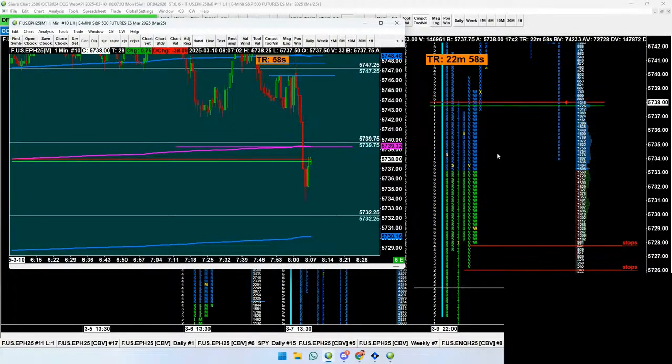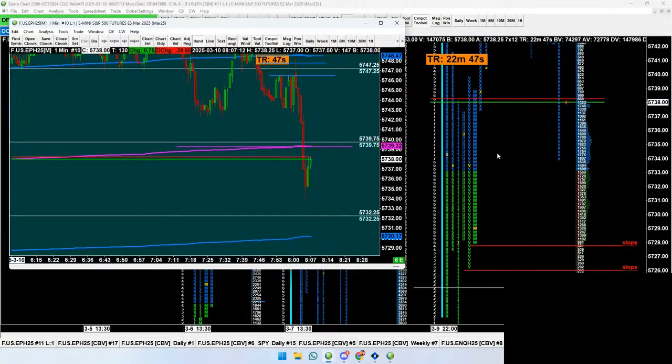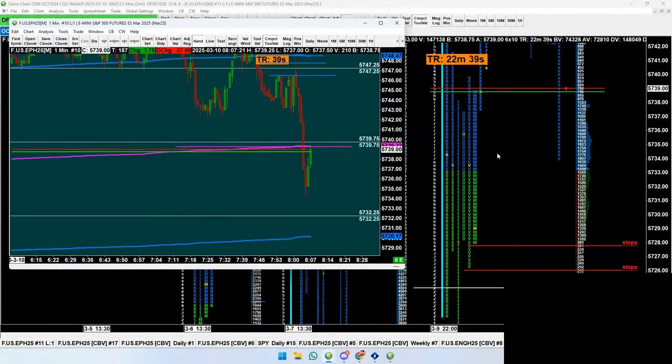Now, there are trades available here, right? But they are not A plus setup trades, so they are quick scalp trades. And if you're not fast, and if you tend to get frozen if things go wrong, well, you don't really want to trade.